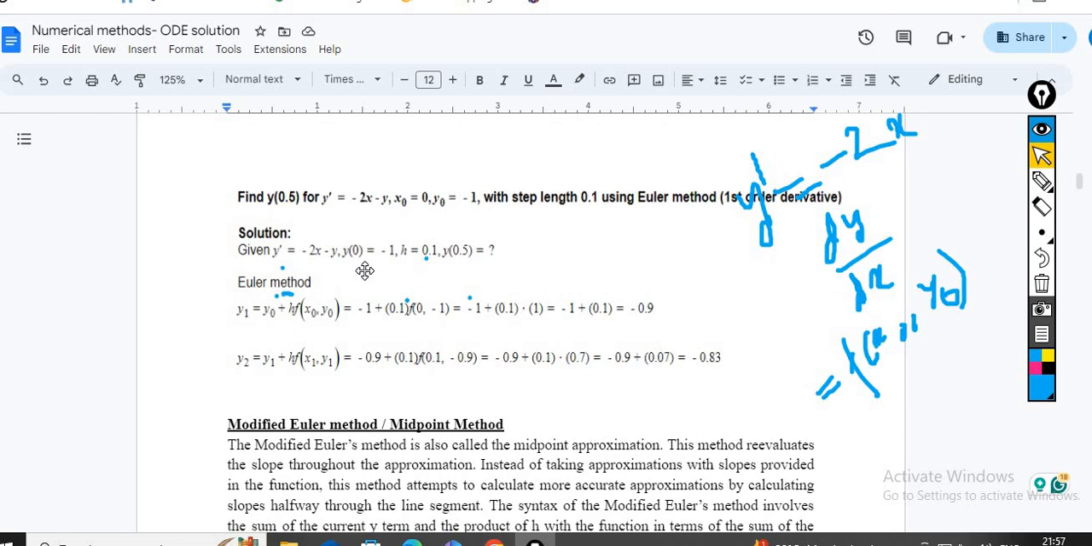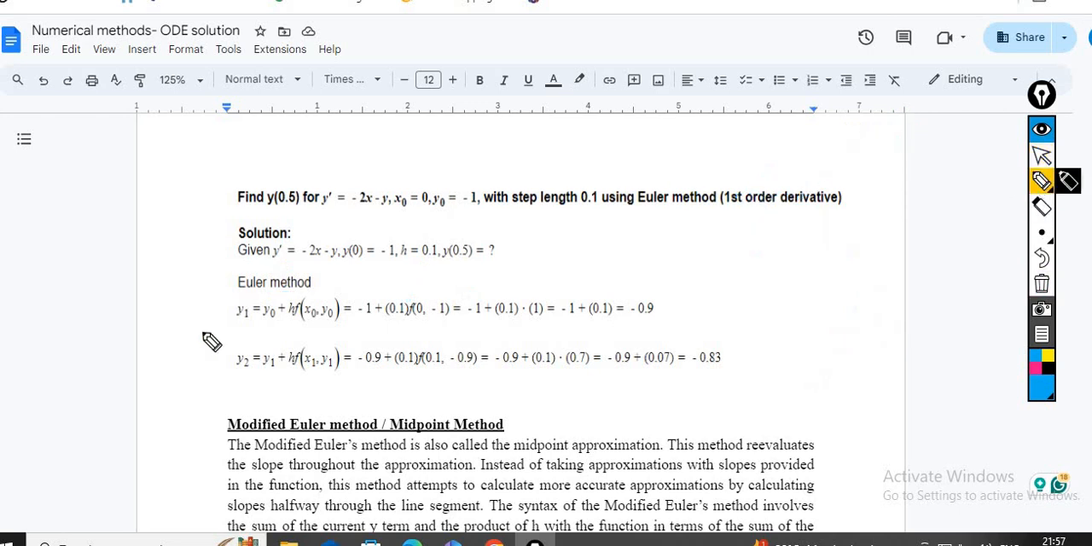So you have the initial value, y of 0, that means x0, and this is minus 1. And the step size, that means the gap between x0 and x1, is given as 0.1. So one can simply use the formula to calculate it. So y1 is equal to y0 plus h into the slope at x0, y0. Okay, so we can put in these values.